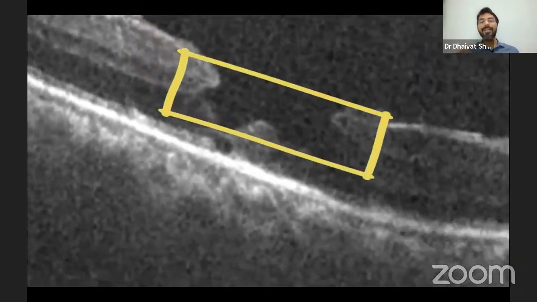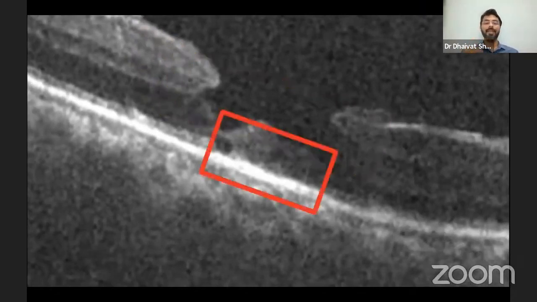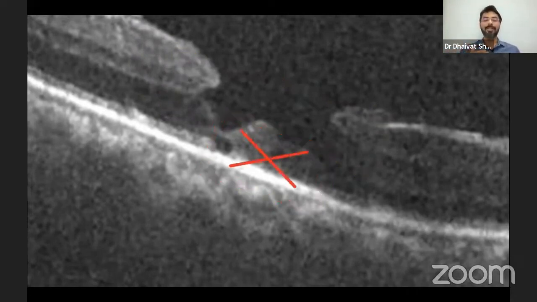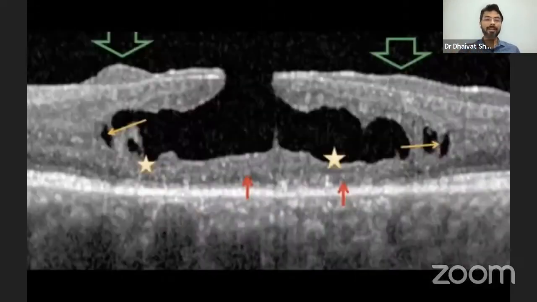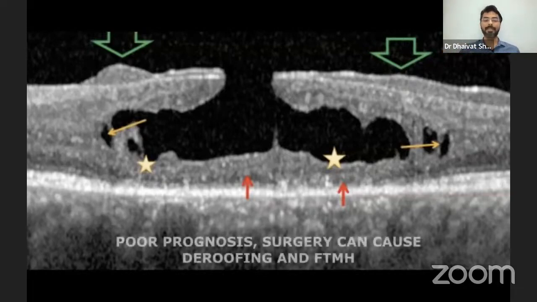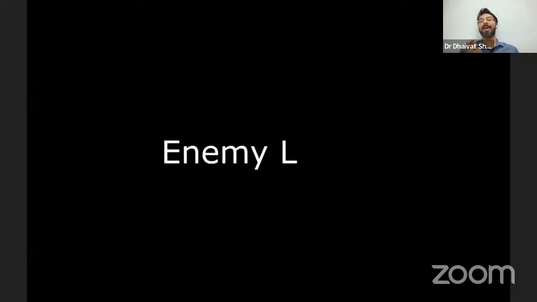Now going to the schitic area, that is the intraretinal architecture, you see there is not much schisis in these cases. And whenever we have minimal schisis in these cases, we have observed that the outer retina is really bad. The photoreceptors have nearly gone and the RPE is damaged. So this is like a representative picture where you can see the lamellar hole associated epiretinal proliferation, minimal schisis, and the outer retina is completely damaged. So these are our enemies. These are poor prognostic holes, and operating such cases can cause actual deroofing and lead to a full thickness macular hole. That is what I tend to call them.